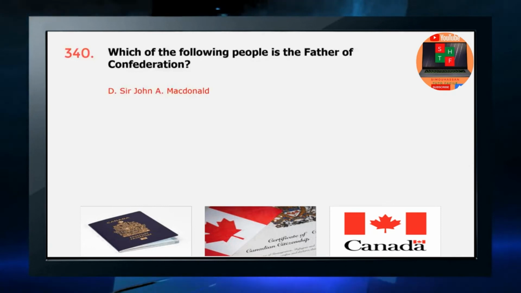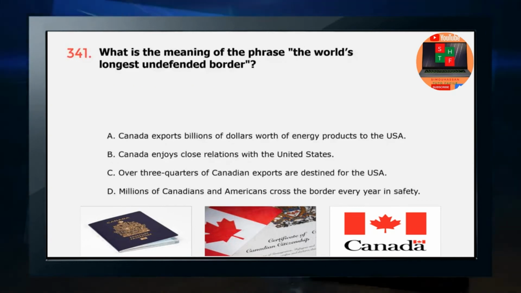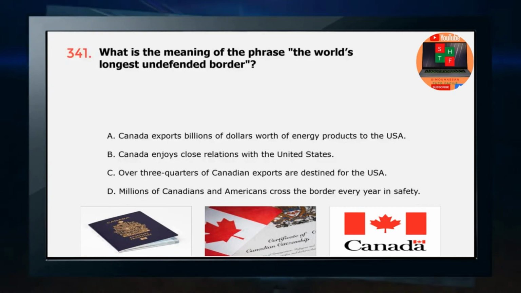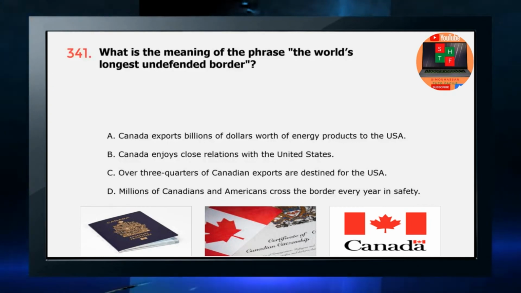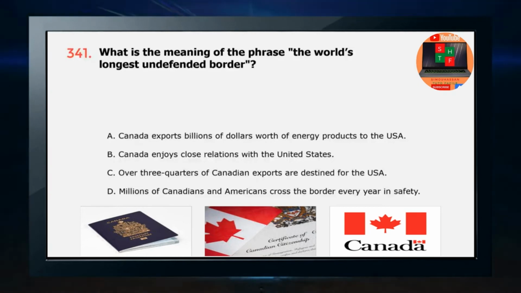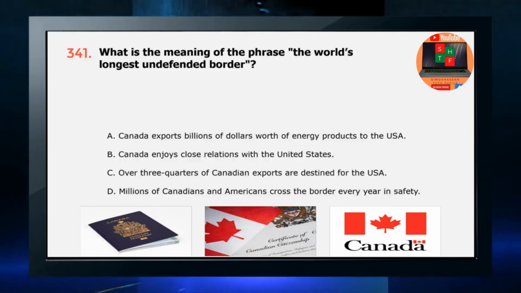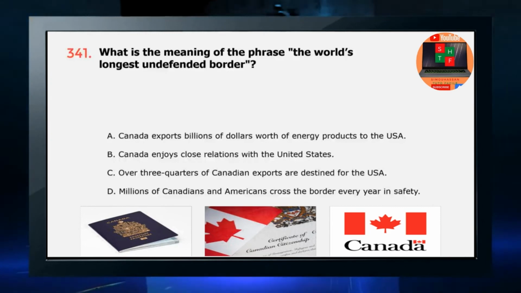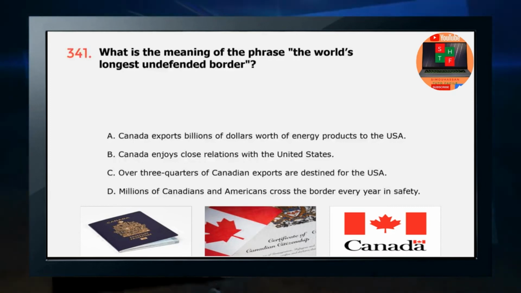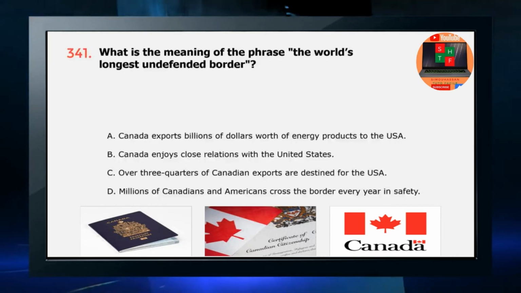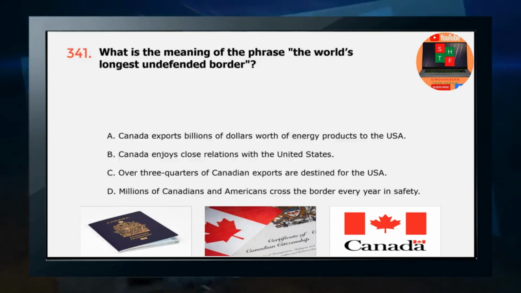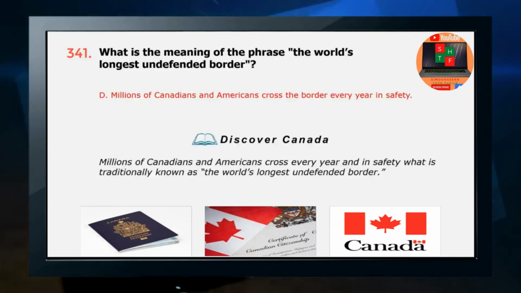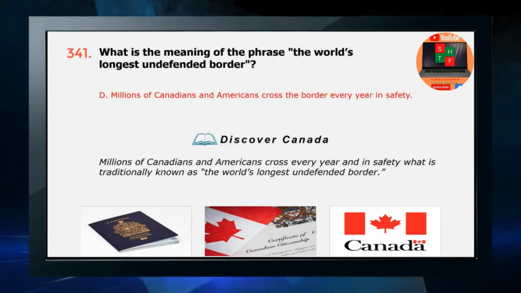Macdonald. Question 341. What is the meaning of the phrase, the world's longest undefended border? A. Canada exports billions of dollars worth of energy products to the USA. B. Canada enjoys close relations with the United States. C. Over 3/4 of Canadian exports are destined for the USA. D. Millions of Canadians and Americans cross the border every year in safety. The answer is D. Millions of Canadians and Americans cross the border every year in safety.